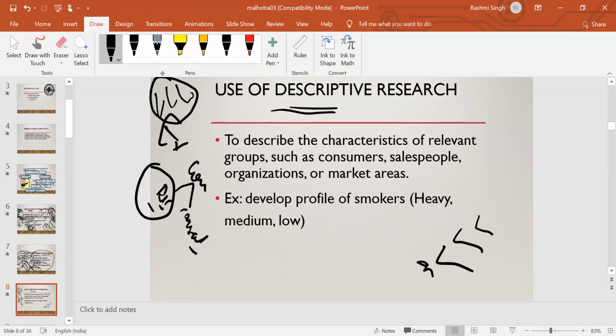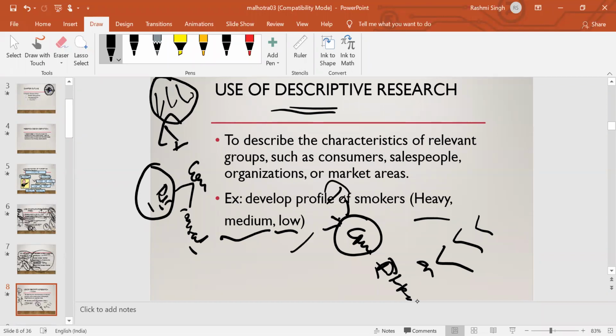The example is to develop the profile of smokers: those who are heavy smokers, medium smokers, and low smokers. Or if I want to develop the profile of compulsive buyers and impulsive buyers, what is the difference between them? I will define the respondents who have this compulsive buying ability; these are the characteristics of compulsive buyers. If I consider impulsive buyers, what are their characteristics? I am simply describing, not exploring that particular area any more.